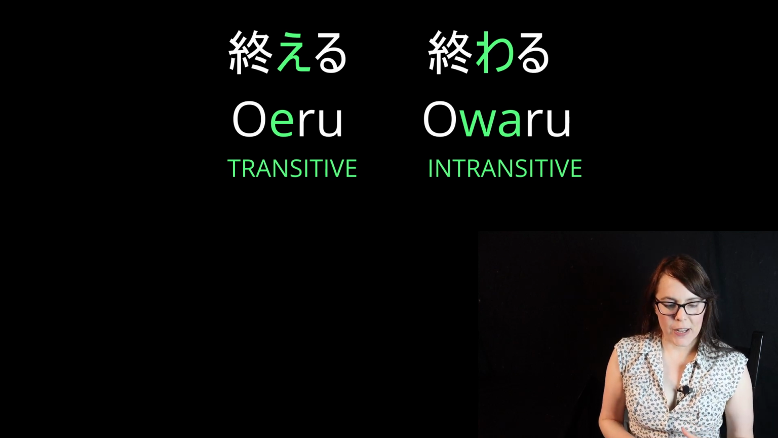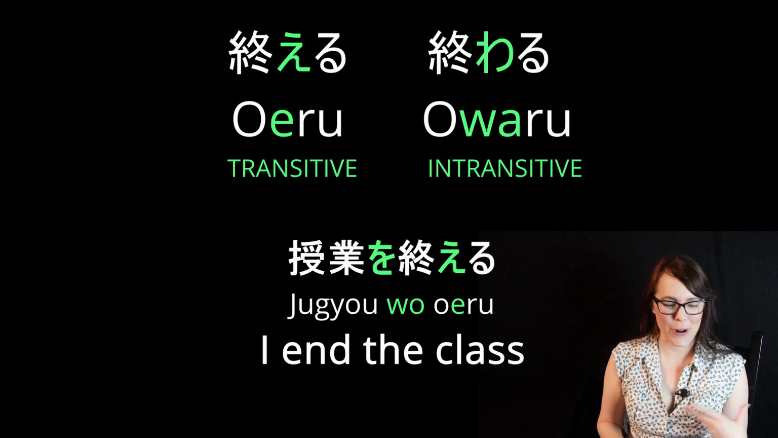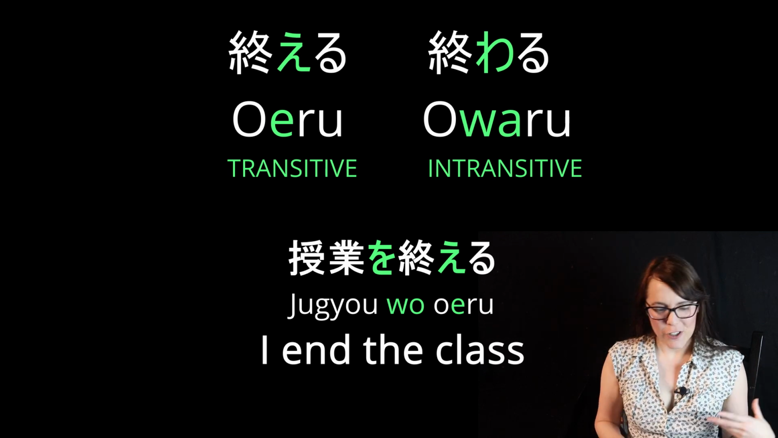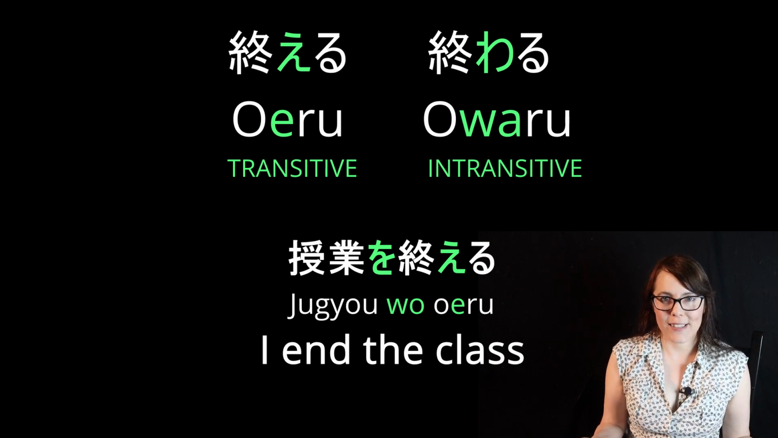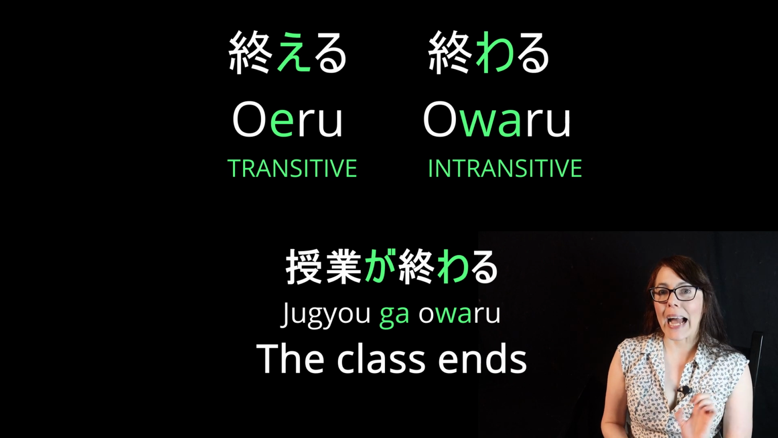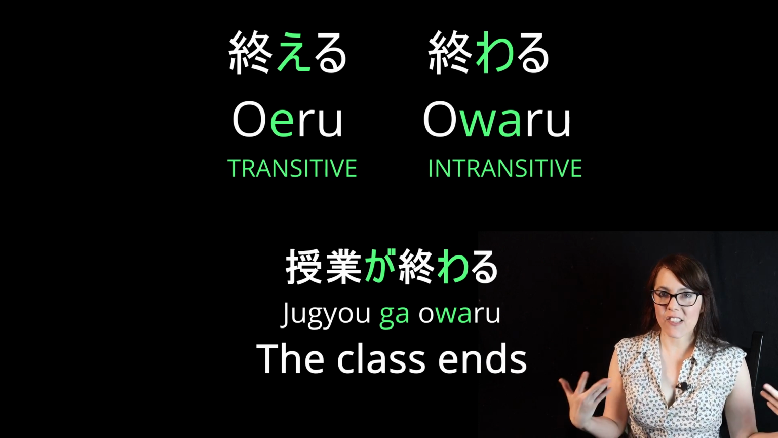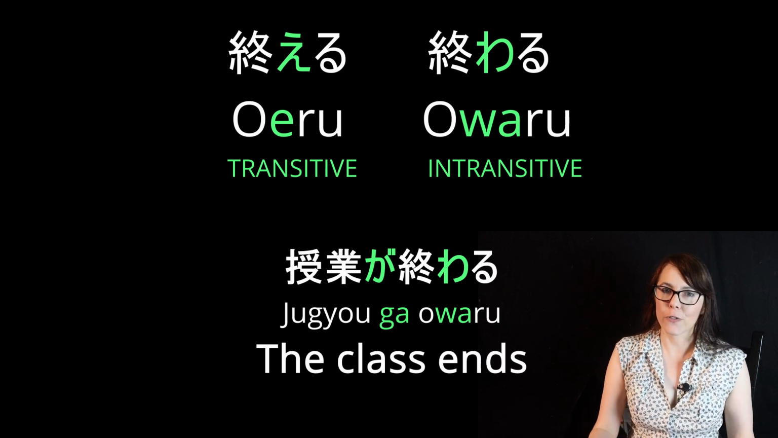So here's a sentence with it. Jugyo wo oeru. That's a lot of o's in a row. So I end the class, or somebody ends the class. A living being ends the class. Versus jugyo ga owaru. The class ends. No one ends the class, it just ends, of its own volition.